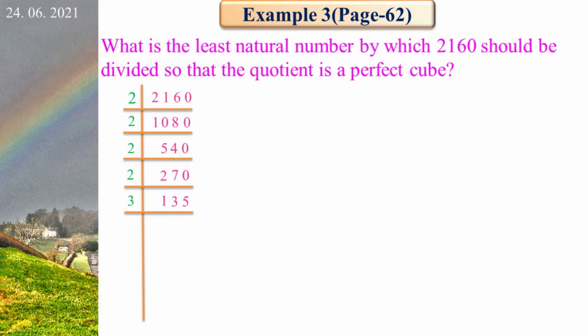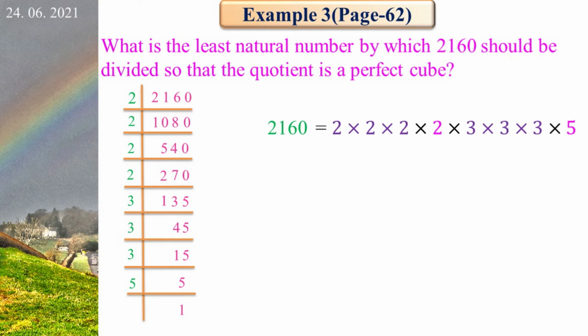Next prime number 3. We can take 3. 4 3s are 12, balance 1. Next digit 5. We consider 15. 5 3s are 15. Again we take 3. 1 3 is 3. Balance 1, 15. 5 3s are 15. Again we take 3. 5 3s are 15. Now we take a 5. 5 1 is 5. Now we write the factors of 2160 as 2 into 2 into 2 into 2 into 3 into 3 into 3 into 5.